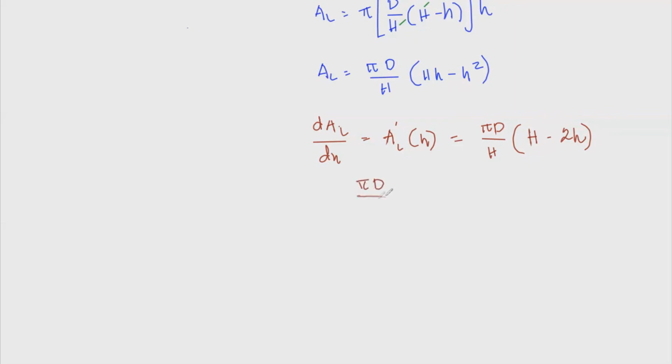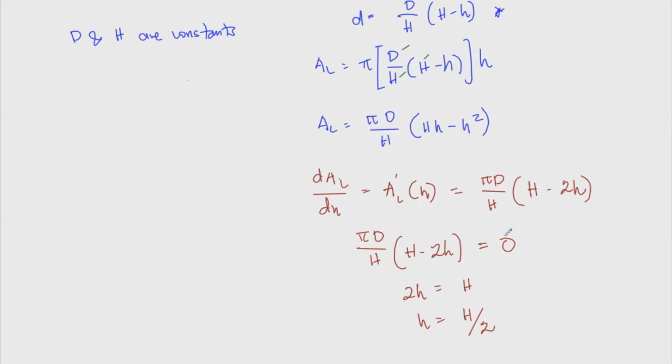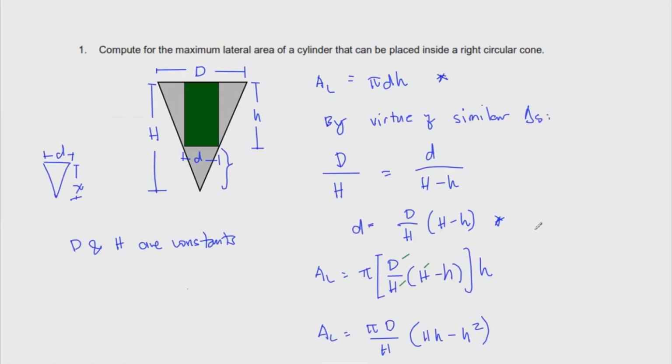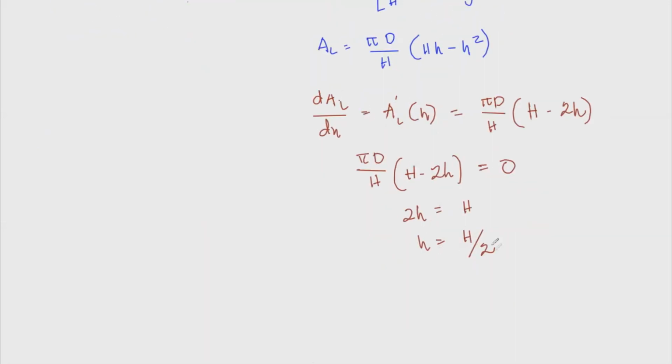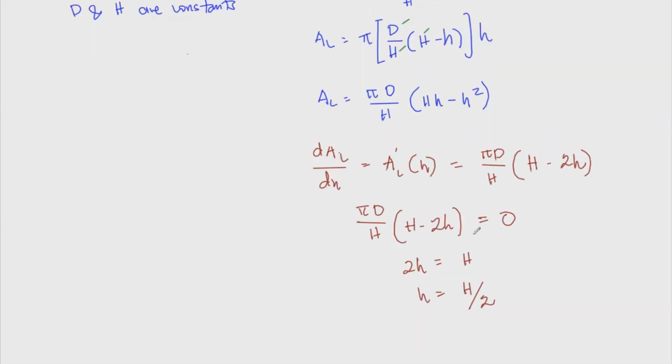So we have pi d over h, and then H minus 2h, that is equal to 0. Knowing this, we could get the value of our h, that is simply 2h is equal to capital H, and therefore the height of the cylinder for the maximum lateral area is half the height of the cone. So for any value of height of the cone, you just have to take 1/2 of that, and that will be the height of the cylinder you need in order to maximize the lateral area.